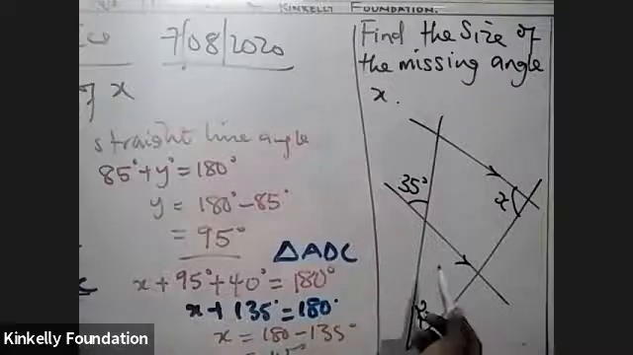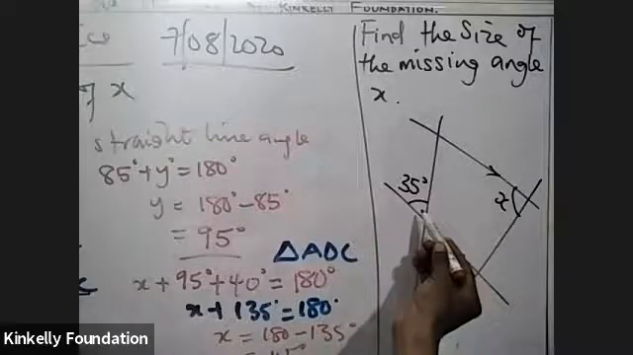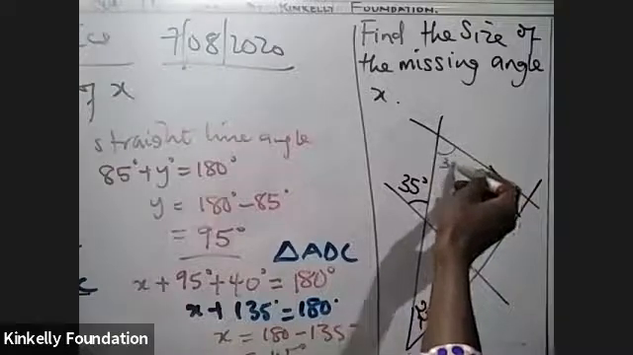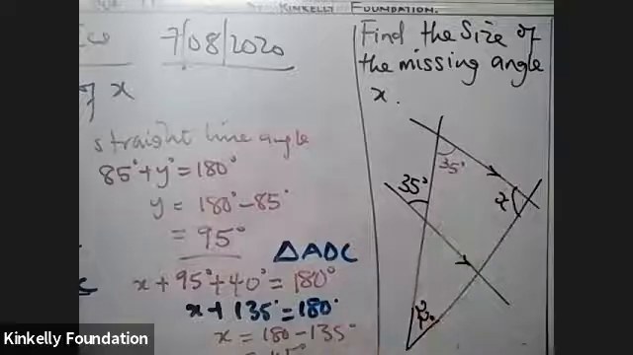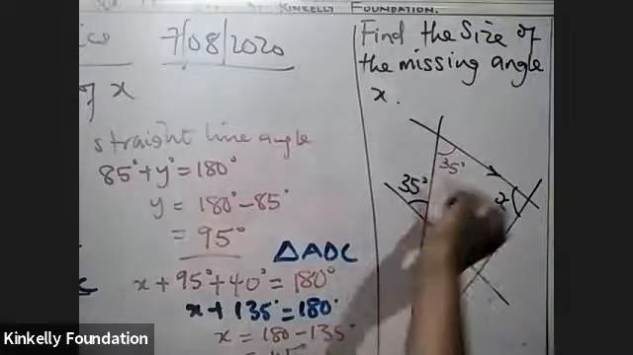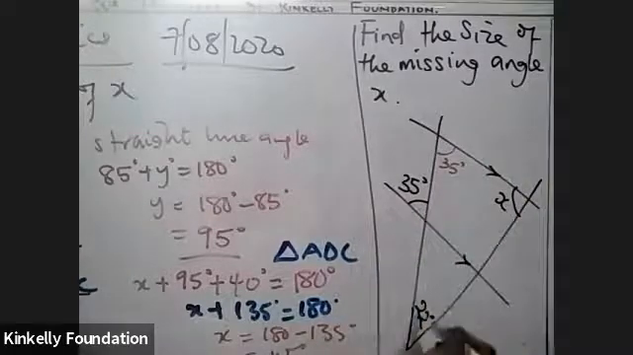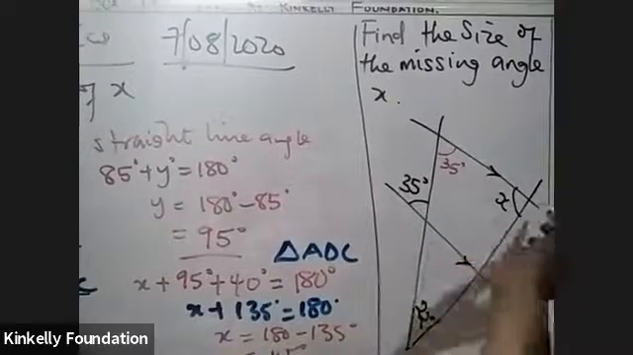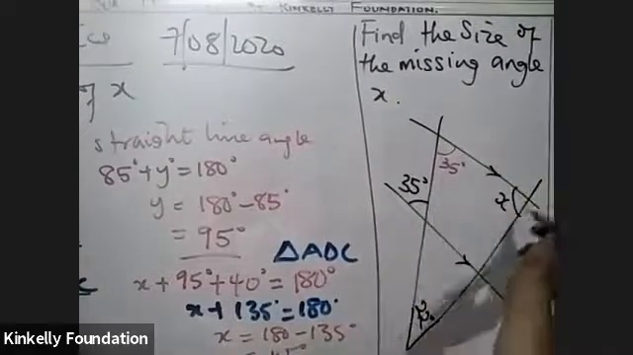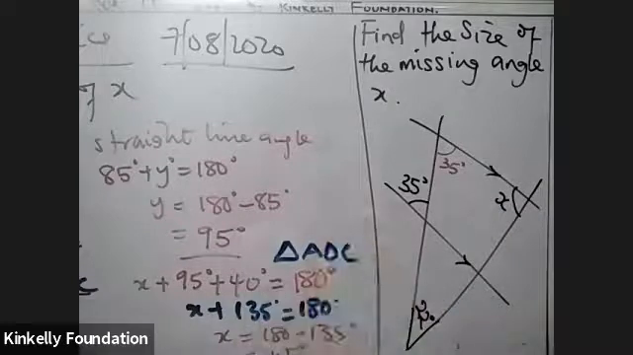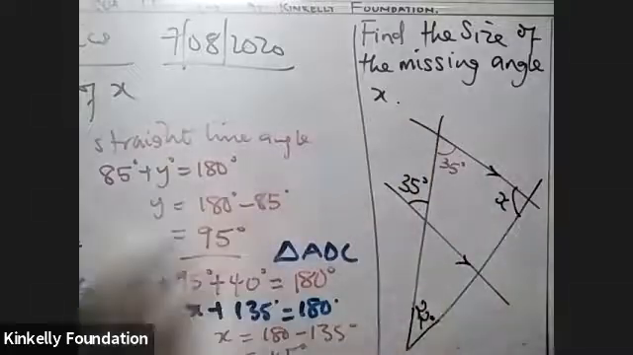Now, look at this now. You know that here is 35. Here is also what? 35. Because they are alternate angles. This and this are alternate angles. Now, what we now have is this plus this plus this. We consider this bigger triangle. This plus this plus this gives us what? 180 degrees. Now find the value of X.